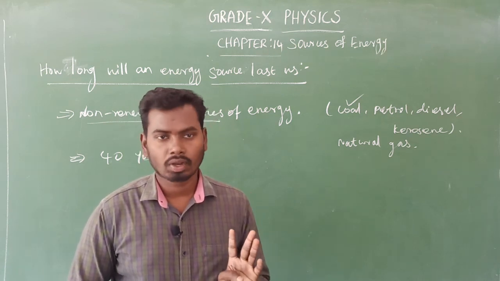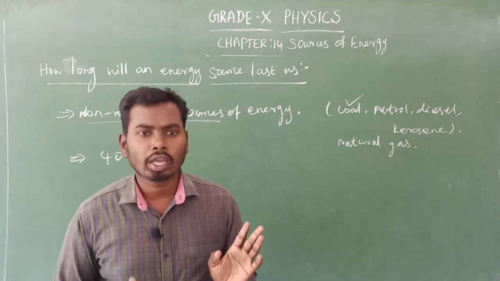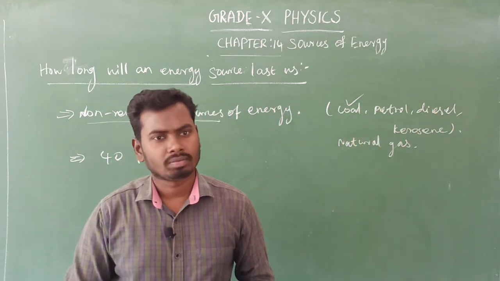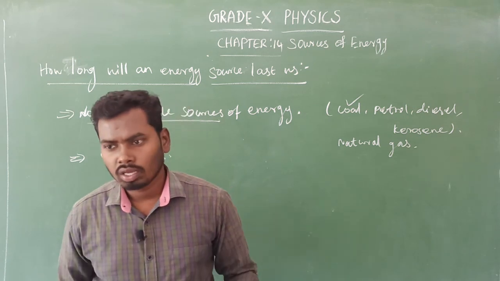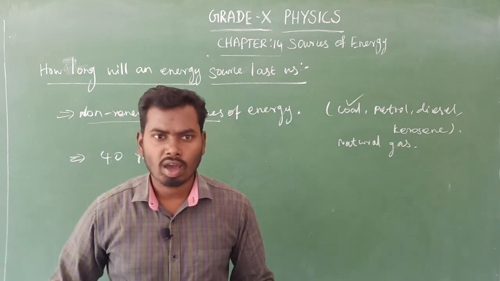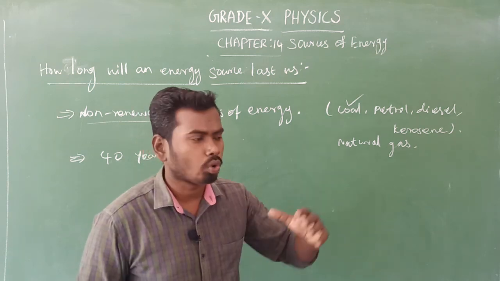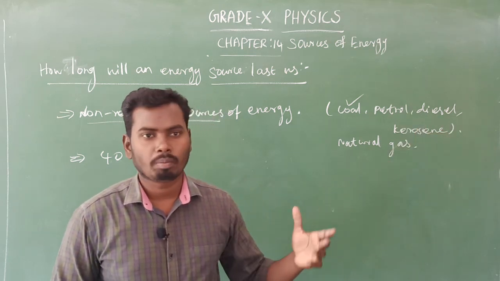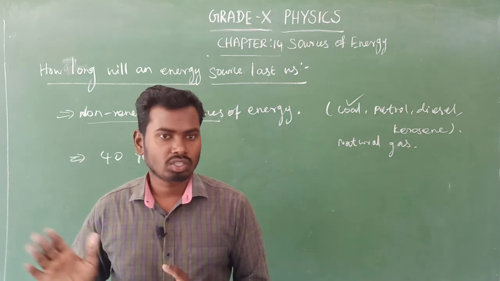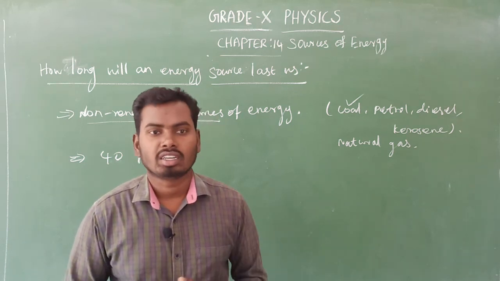Then fifth point, use a bicycle. Please use a bicycle to go short distances, to the shop or to the market. Nowadays we use a motorbike wherever we go, whether it is a short or long distance. Please avoid that. Use bicycles for short distances like the shop, market and so on. These are all the ways to reduce energy consumption. If you follow all this, definitely we can reduce energy consumption.